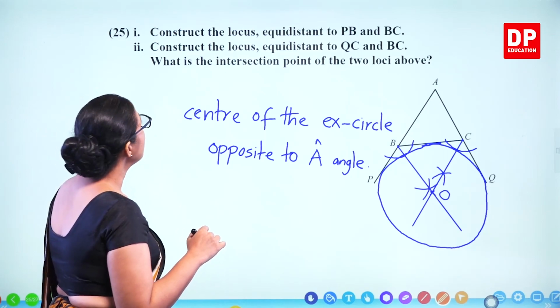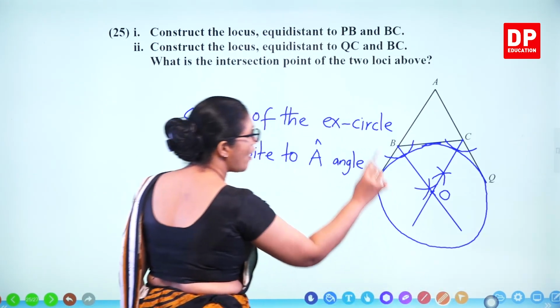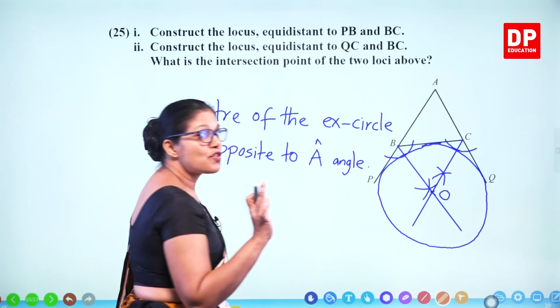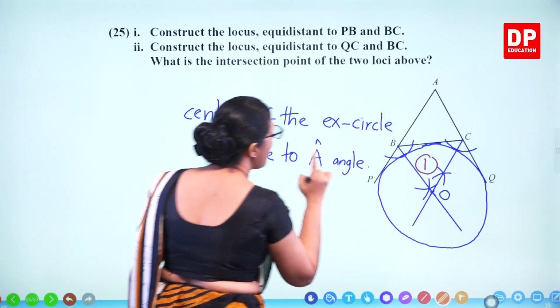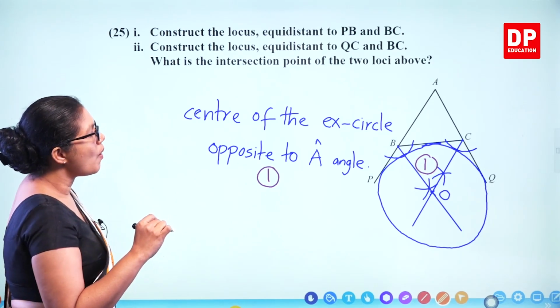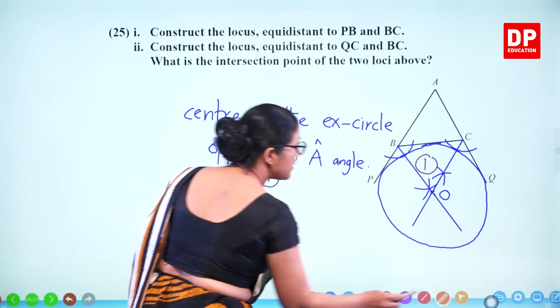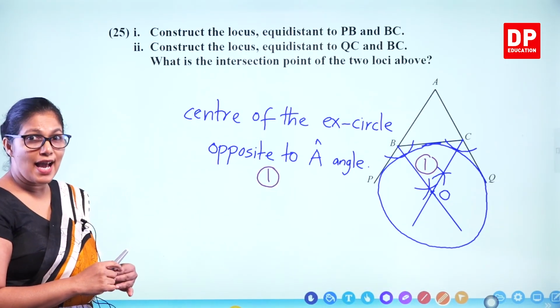So you can get 2 marks for all these drawing and construction lines. Only sketches, you don't need to use the compass. So 1 mark there, and identifying this as the center of the excircle, 1 mark. So this is 2 marks, and this is the last question in paper 39.